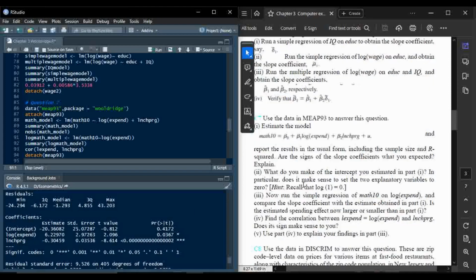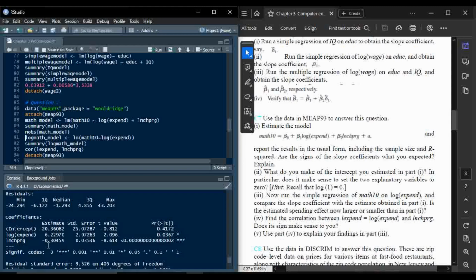Now what is the second part? What do you make of the intercept you estimated in part first? In particular, does it make sense to set the two explanatory variables to 0? Okay, so what is the intercept? It is minus 20.36. It means that if these other two explanatory variables are set to 0, then the pass rate will be negative, which is impossible. Pass rate can be at most equal to 0, it cannot be negative. So it does not make sense, first of all, to set the two explanatory variables to 0.